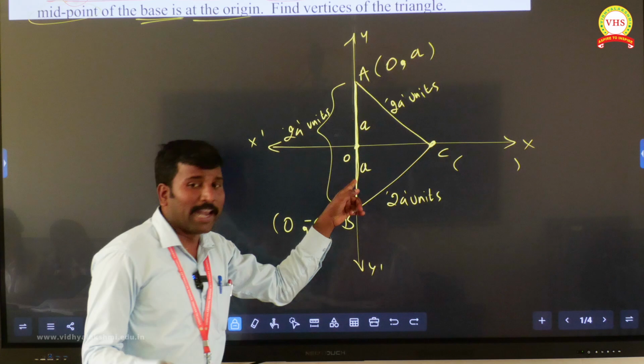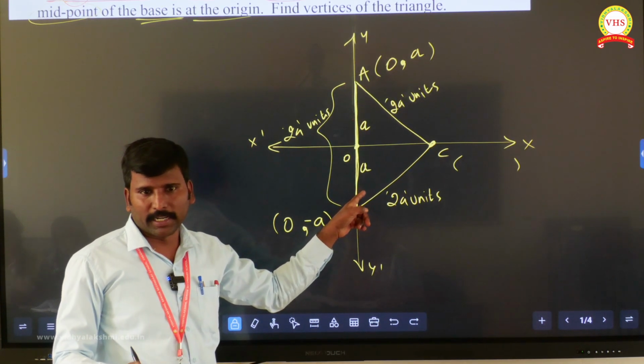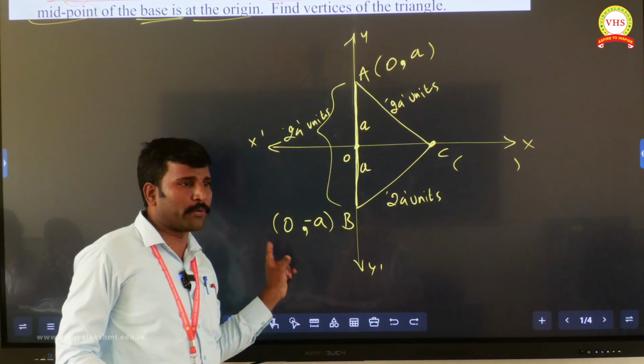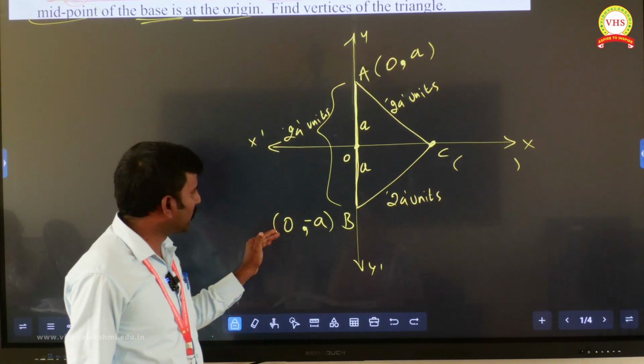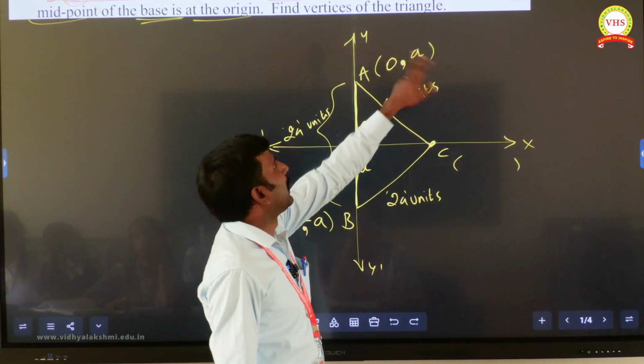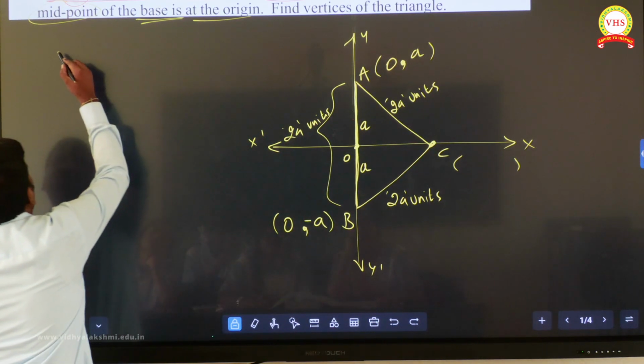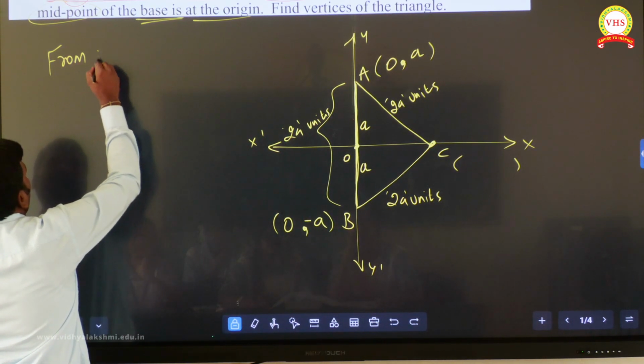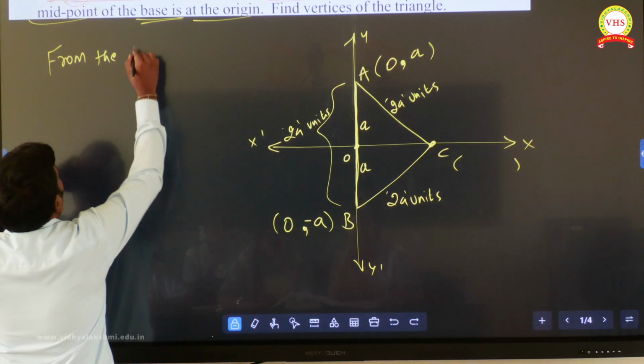When we see it as a length, it is plus A only. When we see it as a vertex, we have to give negative A, because it is lying in the negative direction. This is the positive direction, so I am giving plus A. So we got that from the diagram.